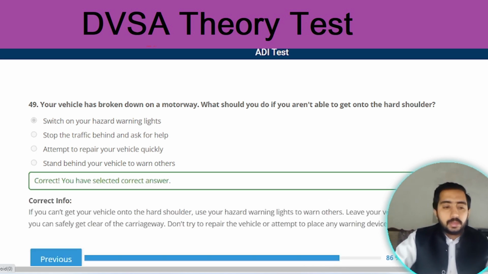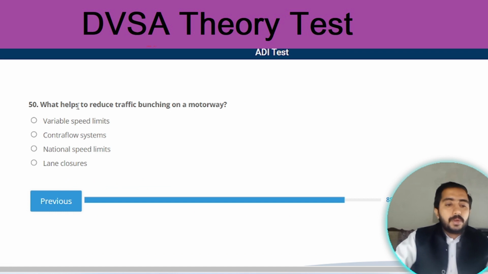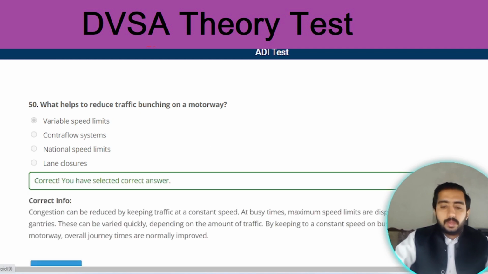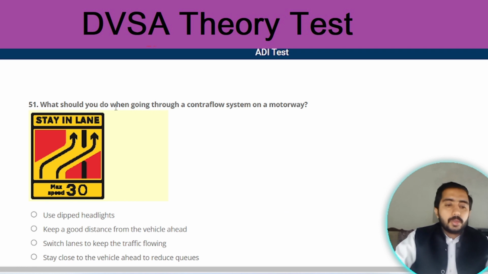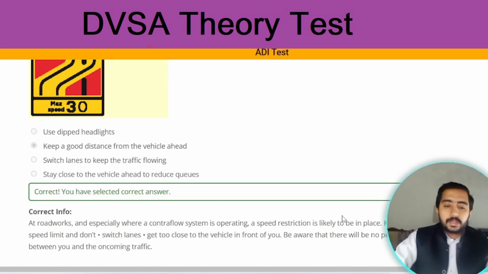Next question. Question number 50. What helps to reduce traffic bunching on a motorway? The correct option is variable speed limits. Next one. Question 51. What should you do when going through a contraflow system on a motorway? When you are going through a contraflow system, you need to keep a good distance from the vehicle in front of you.